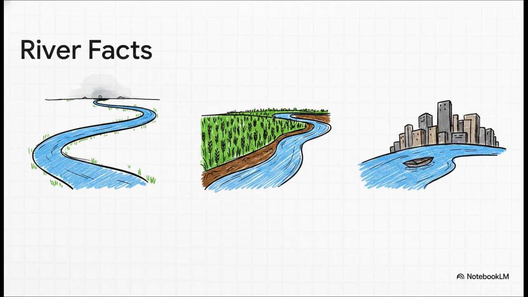Finally, humans just love rivers. For thousands of years, many large cities were built right next to rivers because they give us fresh water, food, and a really easy way to travel in boats.